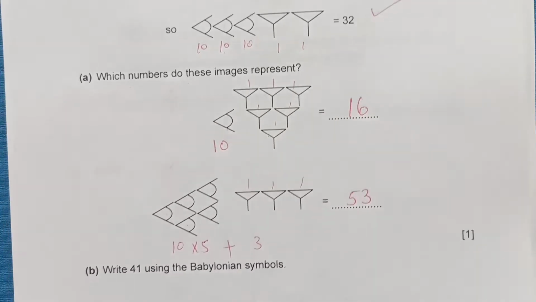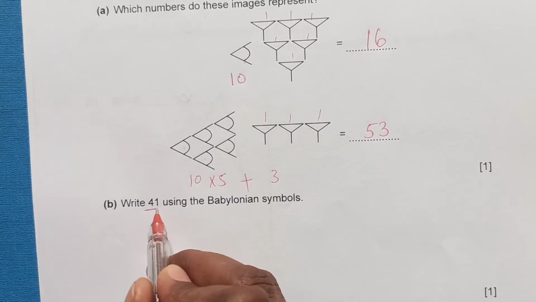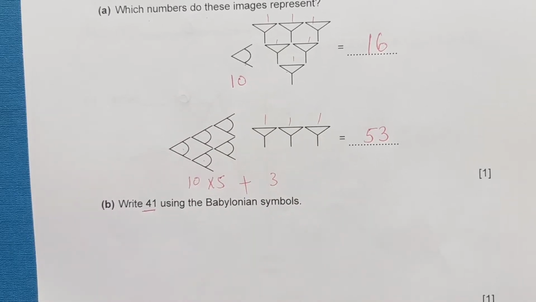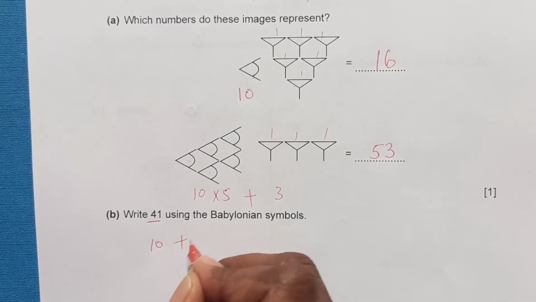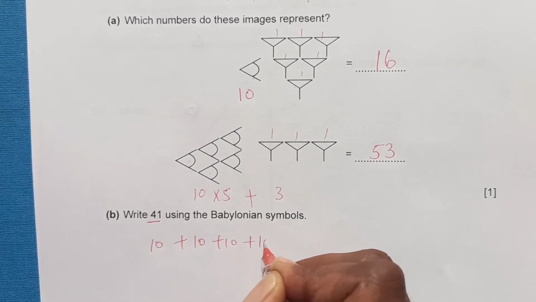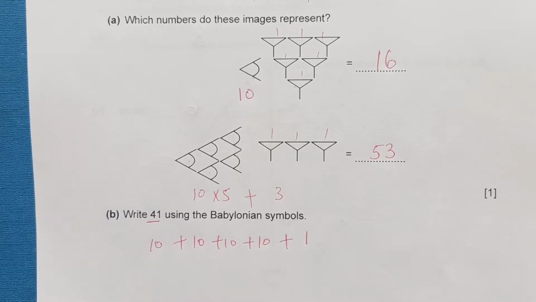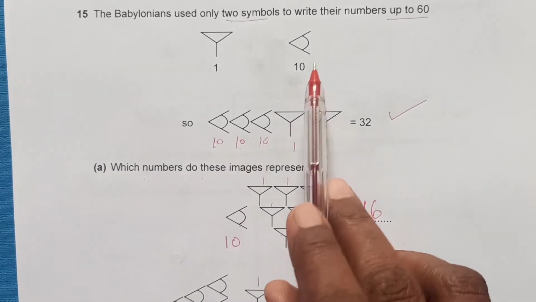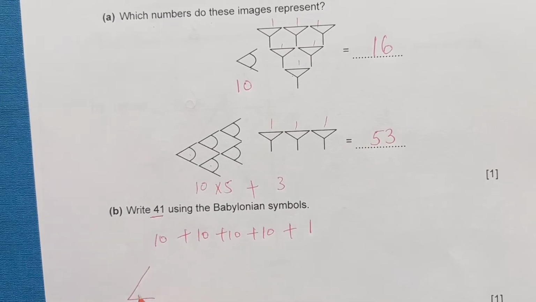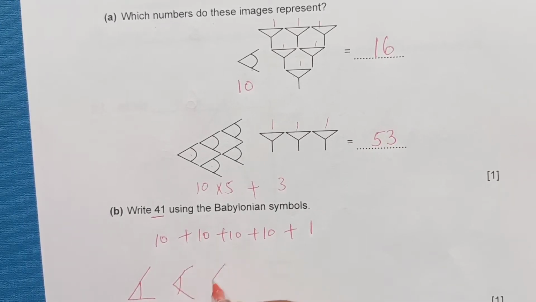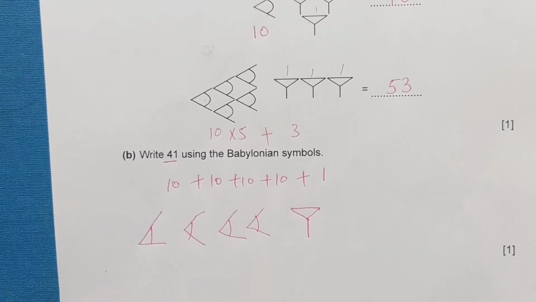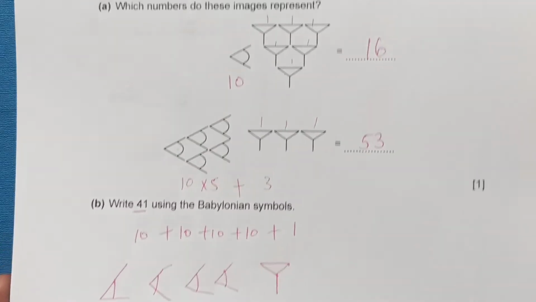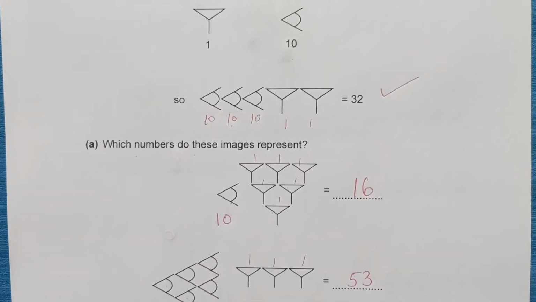Now next is write 41 using these symbols. For 41 we need 10 plus 10 plus 10 plus 10 plus 1. So we write this symbol 4 times, 1, 2, 3, 4, and the last one will be this one. So this will become 41. So that's it for this. This is an interesting question, right?